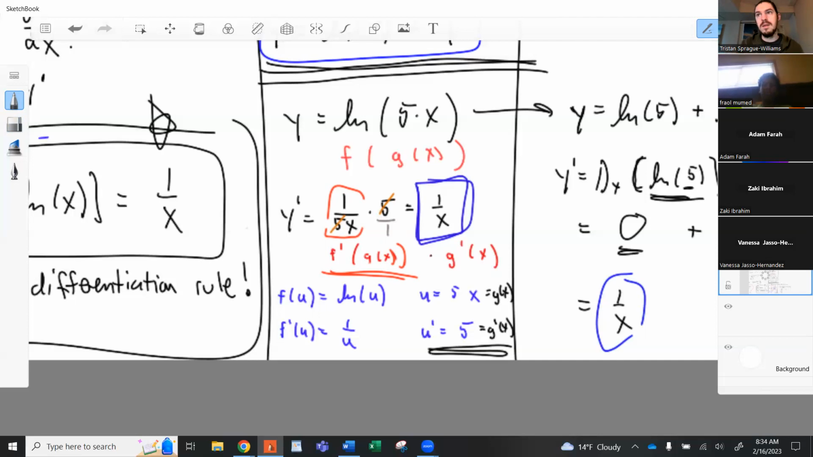You're not multiplying by the g. You're sticking the g inside the f. Now this over here is multiplying. Then you're multiplying by g prime, and that's the 5. Okay, that's where I was confused. Thanks. I'm glad we cleared that up.